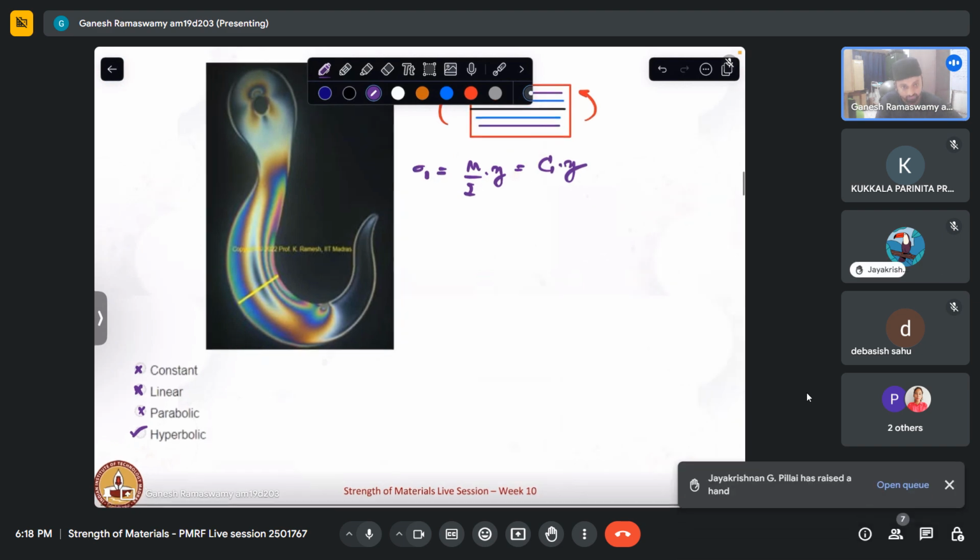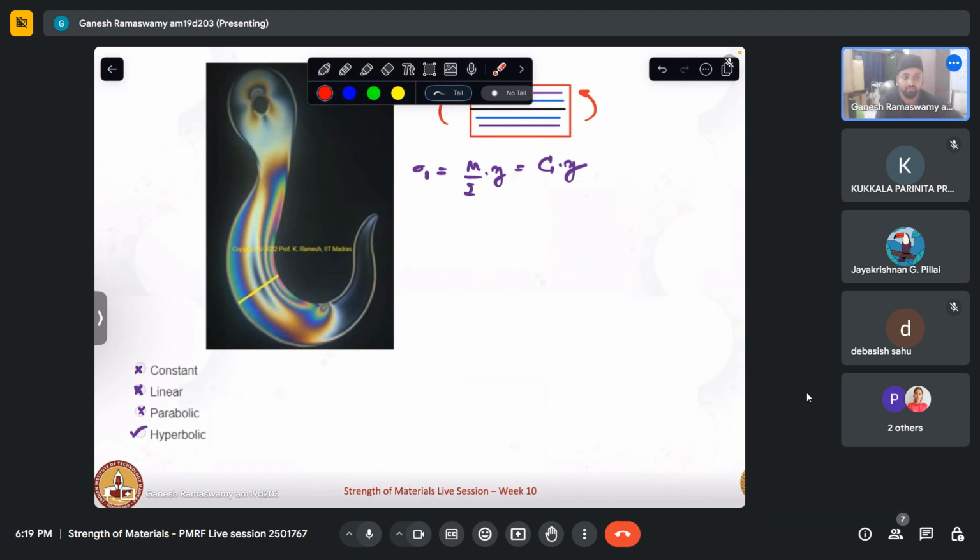Yes, please. Is this true only for this hook, or for any curved beam would the variation generally always be hyperbolic? For any initially curved beam over which you are applying a load, there is some specific name dedicated to the scientist who actually worked out the mathematics to show that it comes out to be hyperbolic.